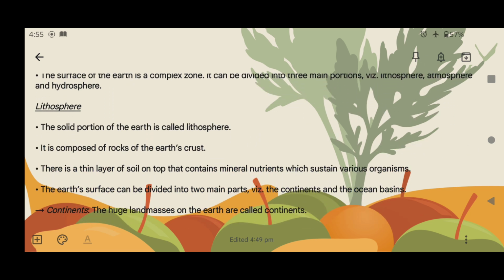Lithosphere. The solid portion of the Earth is called lithosphere. It is composed of rock of the Earth's crust. There is a thin layer of soil on top that contains mineral nutrients which sustain various organisms. The Earth's surface can be divided into two main parts, visually the continents and the ocean basins.